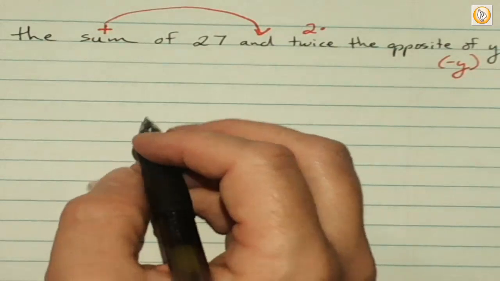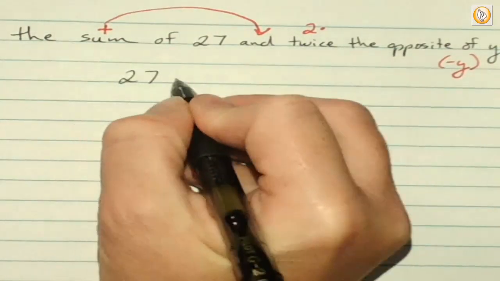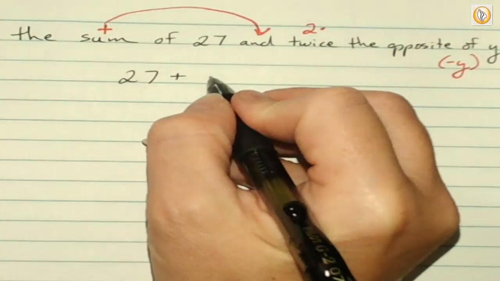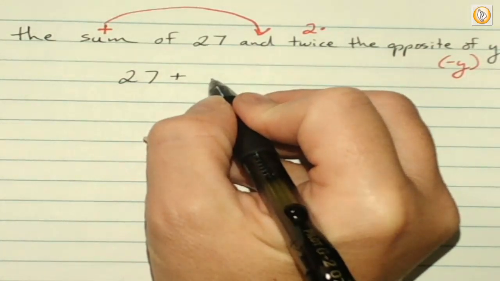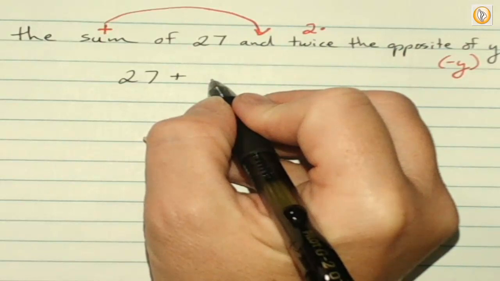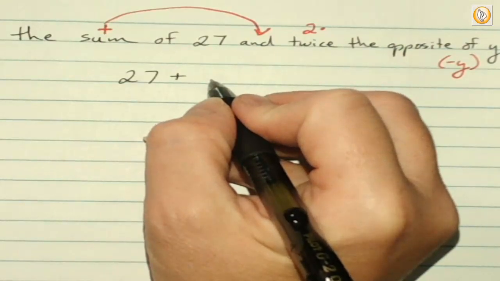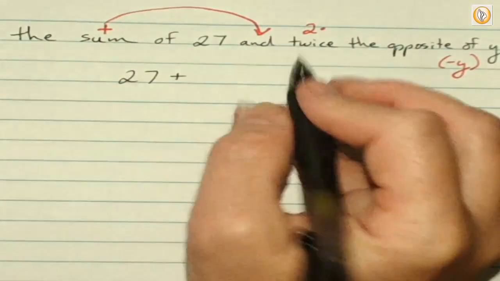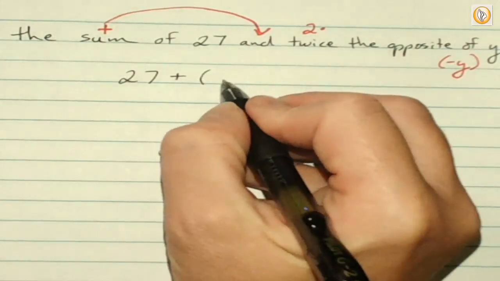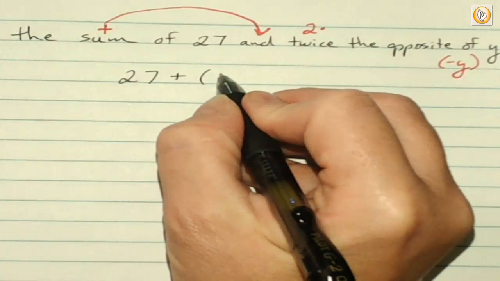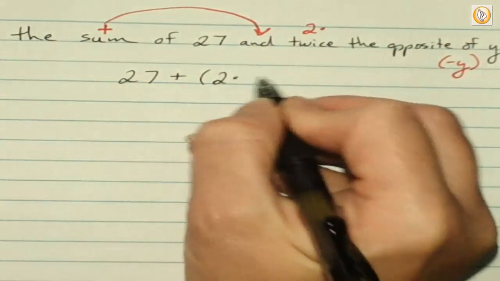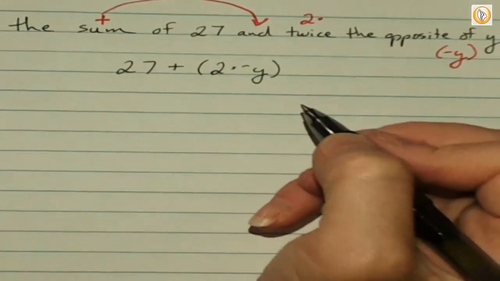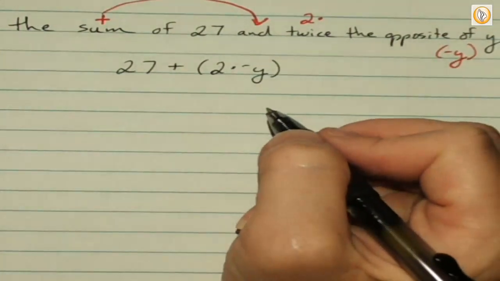So how would we write that? 27 plus parentheses. Wouldn't you do parentheses and then negative y times 2? Okay, I see what you're saying. Well, what comes first? The number does, right? So she said parentheses 2 times negative y, right? Yes, you can do that.